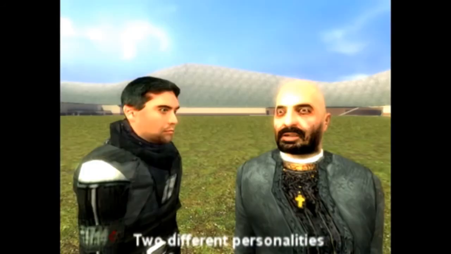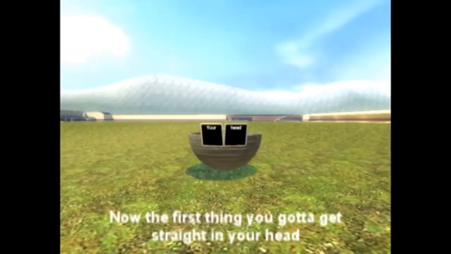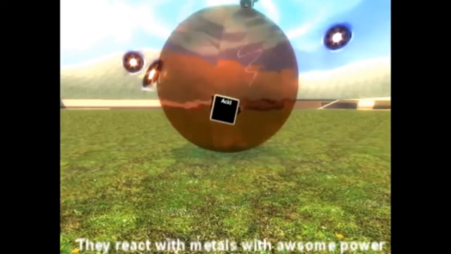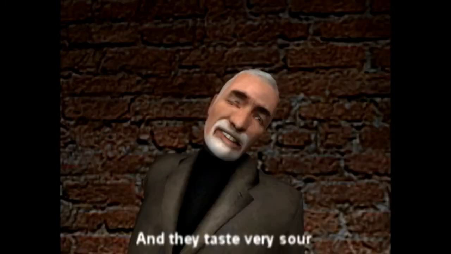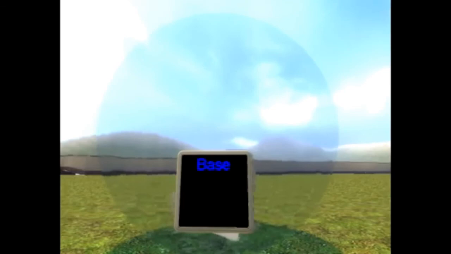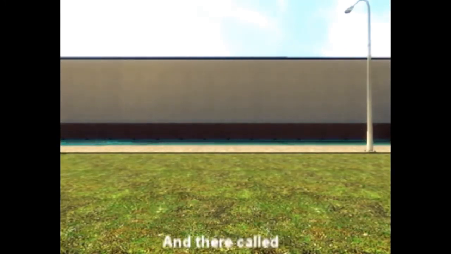Acids and bases have two different faces, two different personalities, and you gotta find out what they're all about if you wanna learn chemistry. Now the first thing you gotta get straight in your head: acids turn blue litmus paper to red. They react with metals with awesome power. They neutralize bases and taste very sour. Bases are different from acids, it's true. Bases turn red litmus paper to blue. They neutralize acids, feel slippery on skin. They taste sort of bitter and they're called alkaline.